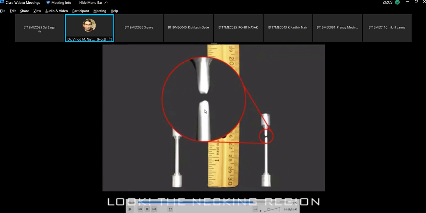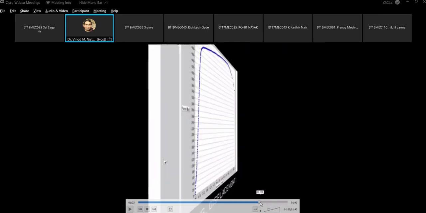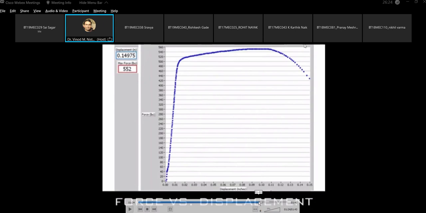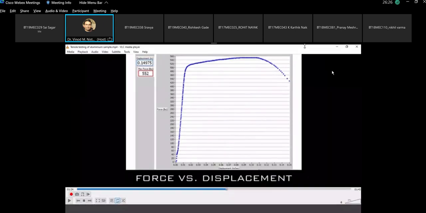So this is called a cup and cone type of failure, and this is mainly seen in ductile materials. Aluminium is also a ductile material, so we can see here that cup and cone type of failure has taken place, and this is the stress strain curve of the aluminium. It is slightly different than the mild steel, which we have seen in the last class.